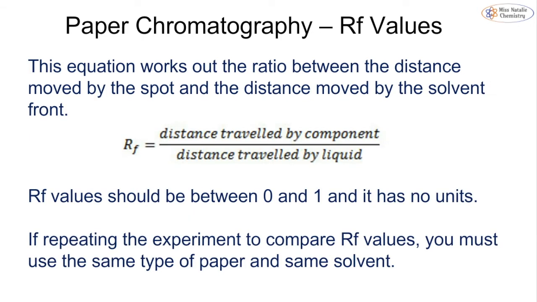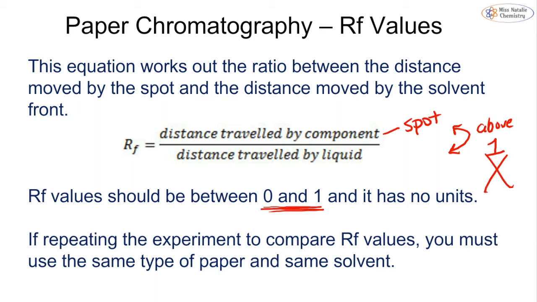So we work out the RF value by measuring 2 things. We measure how far the component moved, which is how far the spot moved, and then the distance travelled by the liquid. And we do the distance by the component divided by the distance of the liquid. An RF value has to be between 0 and 1. If you get an answer that is above 1, you have done something wrong. The most common mistake is to get these the wrong way around. That would give you an answer above 1, but that would be wrong.